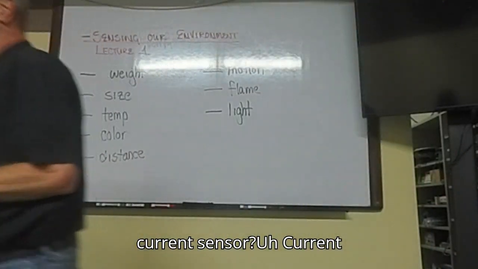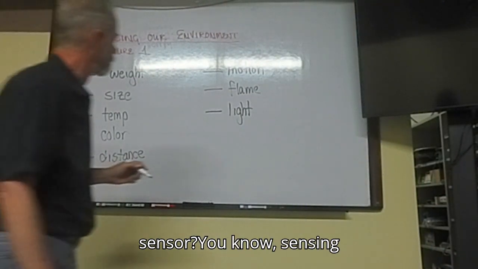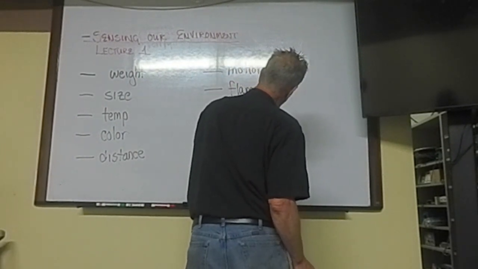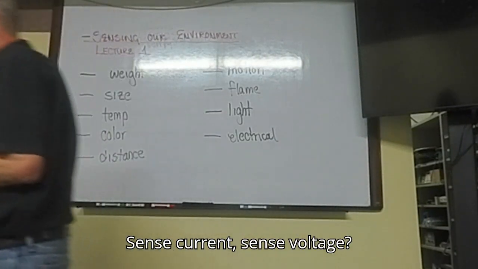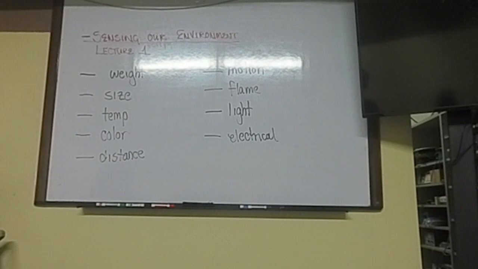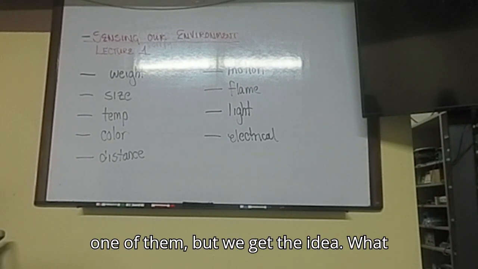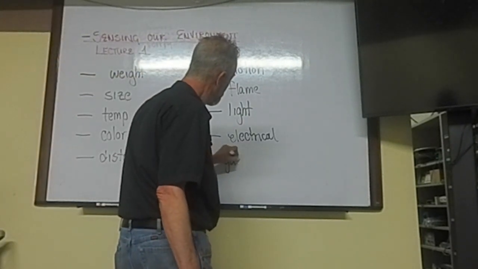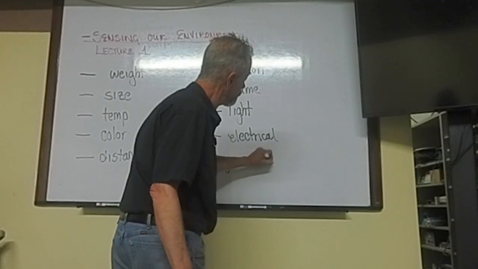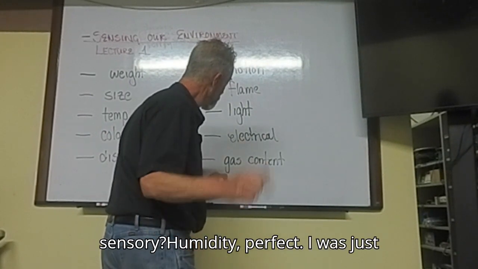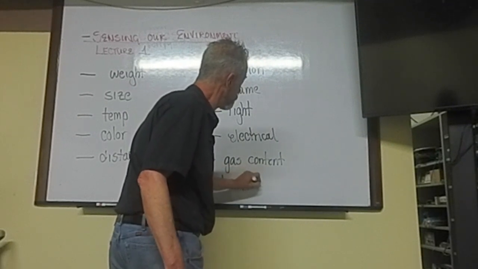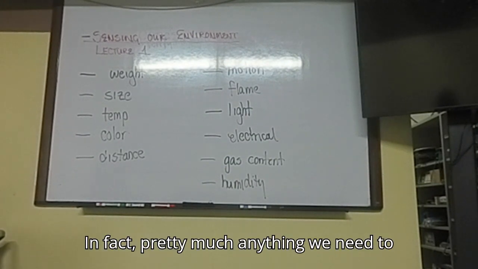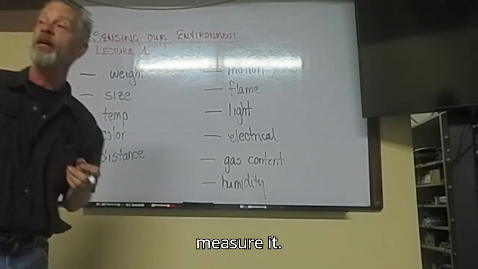But a current sensor? Current sensor, like measuring, sensing electrical current. Sense current, sense voltage. Yeah. And we don't need to find every one of them, but we get the idea. What about things like gas content, moisture sensor, humidity? Perfect, I was just going there. In fact, pretty much anything we need to measure, we've developed a way to measure it.